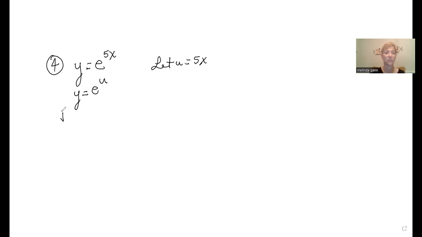Then I use my chain rule. dy to dx equals dy to du times du to dx. Okay. So where do you have y's and u's together? The only equation out of your three that have y's and u's is this one.